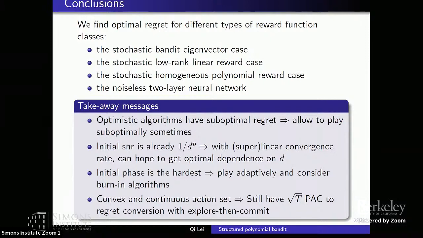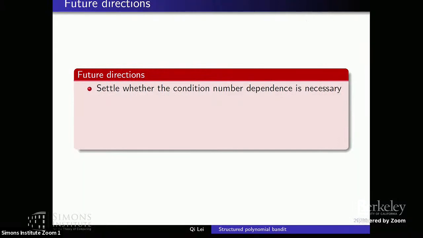However, for discrete and finite action set, we don't know yet how to deploy our algorithms. So for future direction, naturally, one is to settle whether the condition number dependence is necessary. We kind of believe if we want to achieve the optimal dependence on d, the condition number is somewhat inevitable, since you can infer it from optimization problems. And how to apply the result for non-orthogonal higher order polynomials. And also for discrete action set, I just described the challenge.